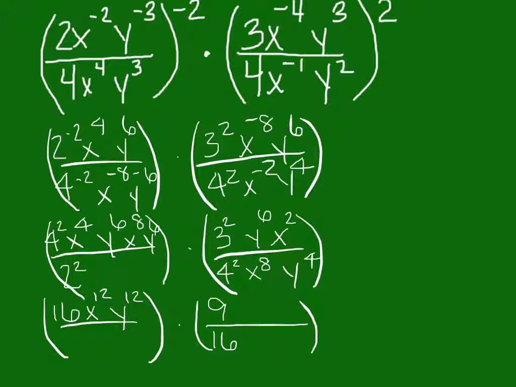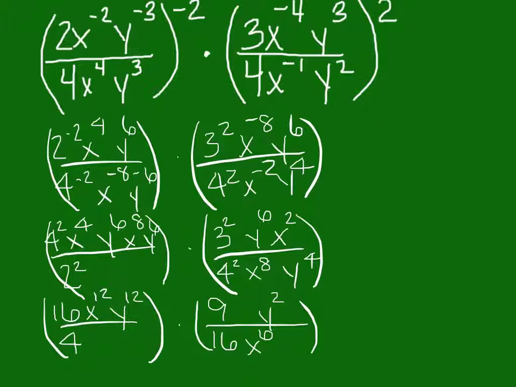There are 6 y's on top and 4 y's on bottom, so that means that there are 2 more y's on top than there are on bottom, so it becomes y squared. And for our x's, there are 8 on the bottom and 2 on the top, so that means there are 6 more on the bottom. We also have a 4 on the bottom.